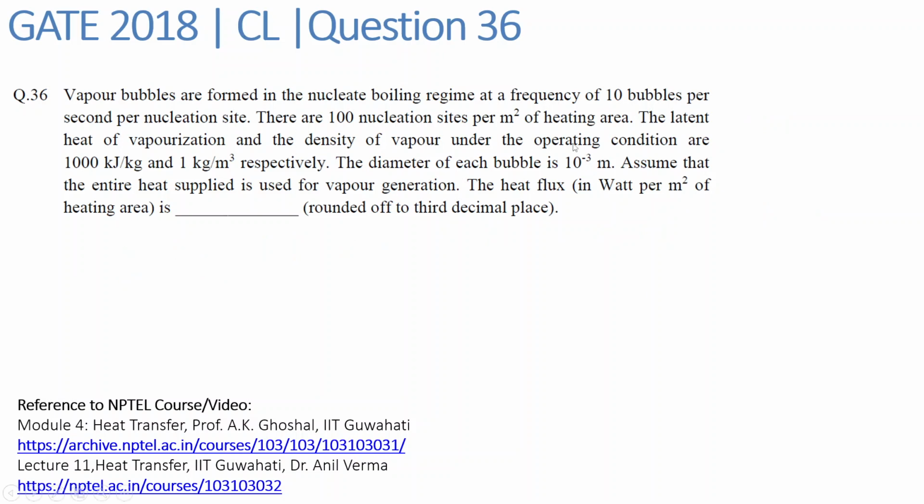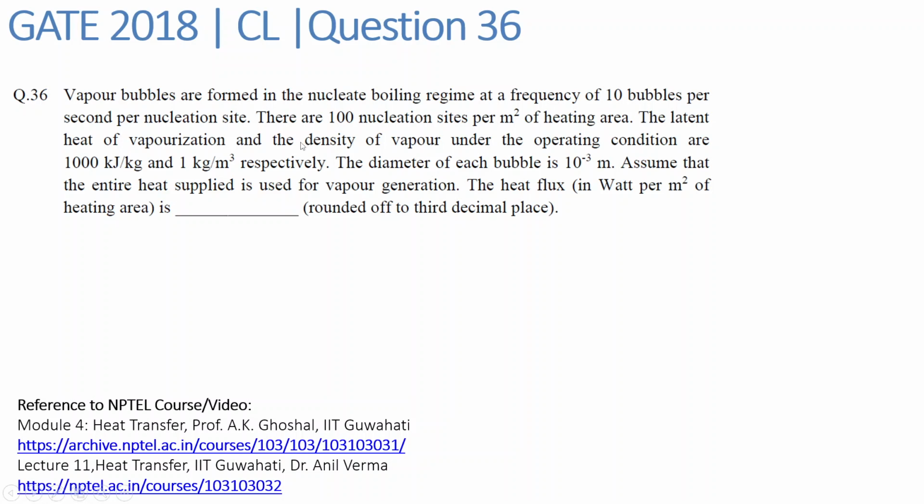Hello everyone, we are solving question 36 of GATE 2018 Chemical Engineering paper from the subject of heat transfer. The question is, vapor bubbles are formed in nucleate boiling regime at frequency of 10 bubbles per second per nucleation site. There are 100 nucleation sites per meter square of heating area.